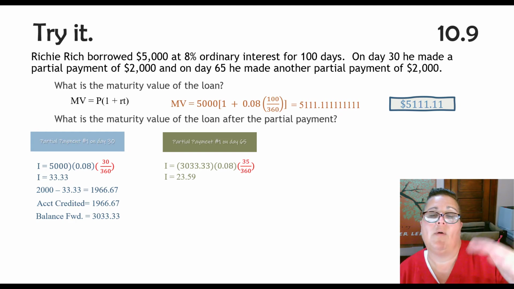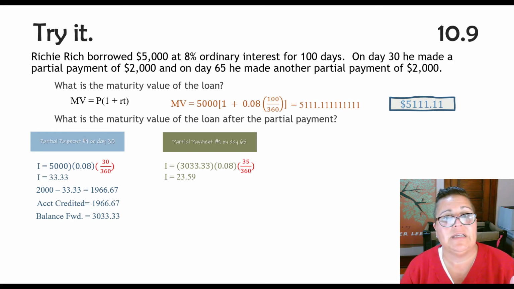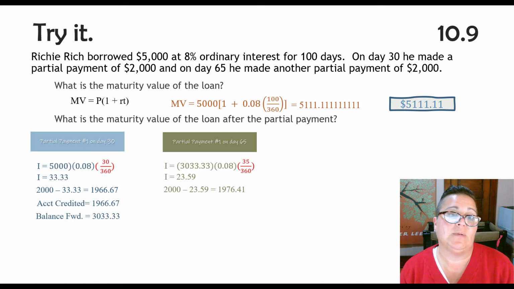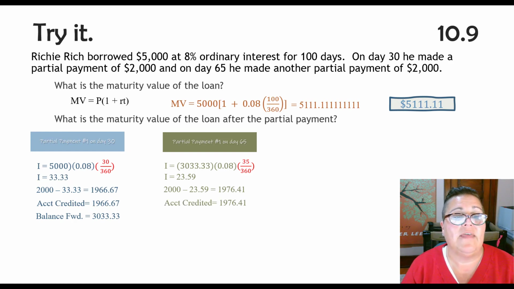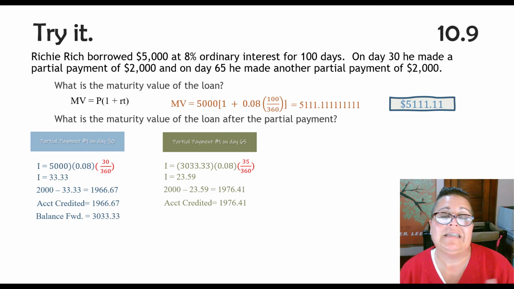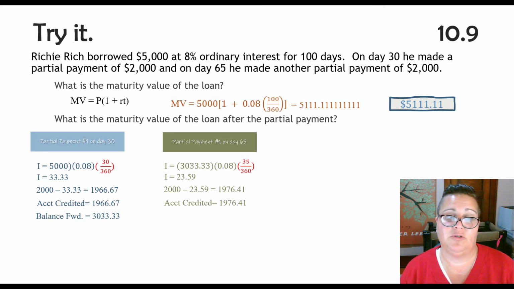That interest will come off of the next partial payment. This was a partial payment of $2,000 again. So $2,000 minus that $23.59 is $1,976.41. That's going to be the amount that is credited to the account. So what's the balance on the account? $3,033.33. From there, we're going to subtract the $1,976.41. This will leave us $1,056.92.